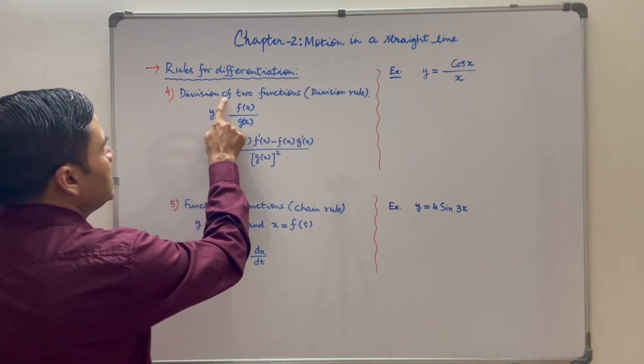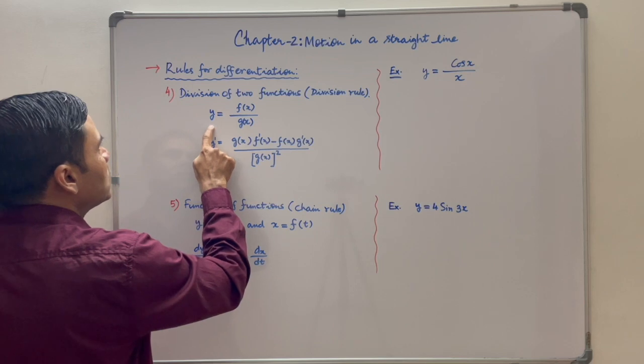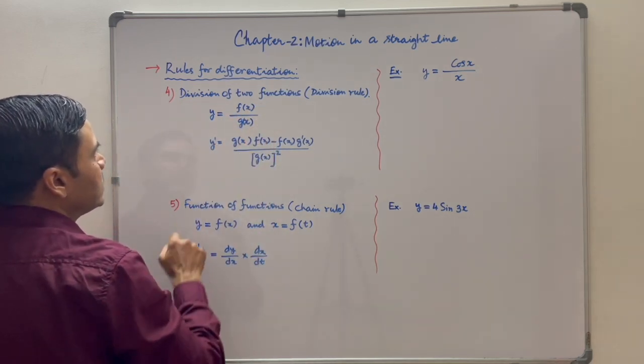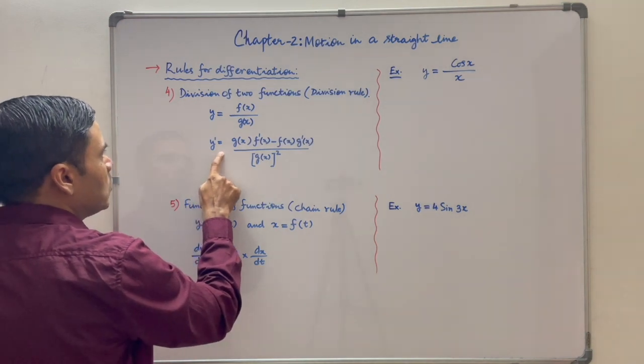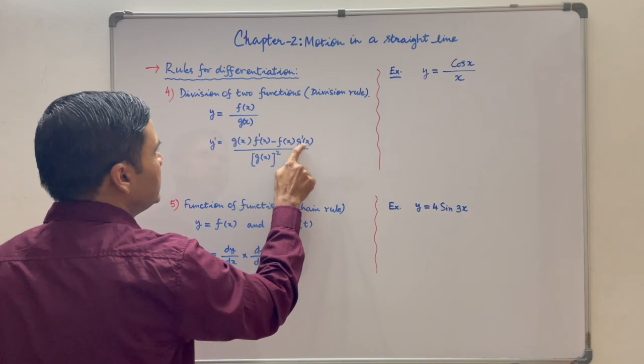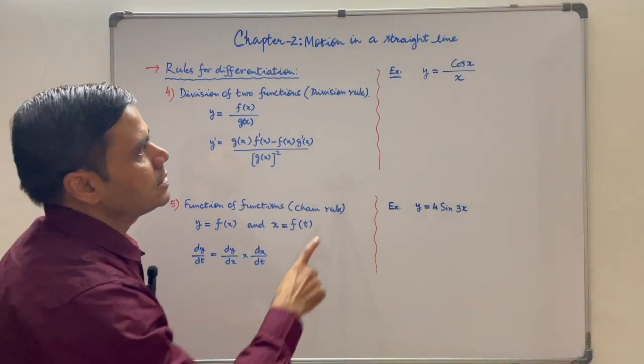Fourth one is division of two functions, also known as the division rule. y = f(x)/g(x). f(x) and g(x) are two functions. Then y' = [g(x) f'(x) − f(x) g'(x)] / [g(x)]². Let us see this example.